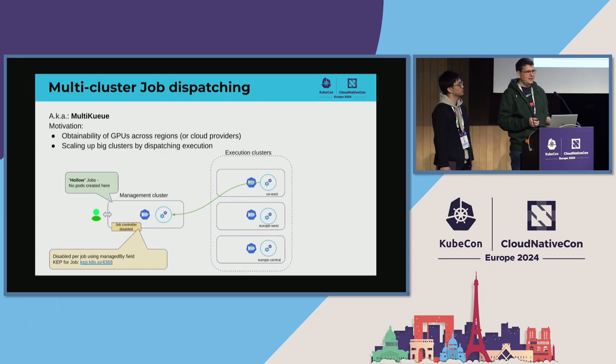The second use case is to scale up big computational clusters by offloading to smaller execution clusters. In this design, as you can see, we have a set of execution clusters and a single management cluster with which the user interacts. It's fully transparent to the user that there are multiple clusters behind. To achieve that, in the management cluster we don't create pods, so there are no actual computations, and the status of the job created by the user is live updated based on the progress in the execution cluster by the multi-queue controller. To achieve this, we pushed an upstream improvement to the job controller, and if you are interested in technical details, here is the cap.